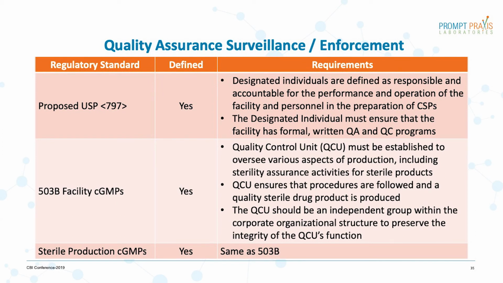And finally, I kind of mentioned this, quality assurance surveillance or enforcement. There's a new term called a designated individual in 797, and they are actually defined as responsible and accountable for the performance and operation of the facility, and they must ensure that the facility has formal written QA and QC programs. Now, 503B and sterile production go a bit further, and they say there has to be a quality control unit that has responsibility for this, and that it should be an independent group within the corporate organizational structure to preserve the integrity of the quality group's function.